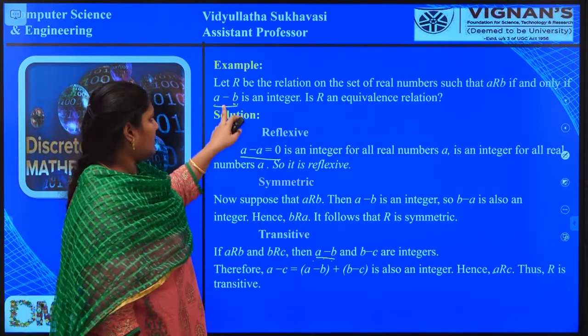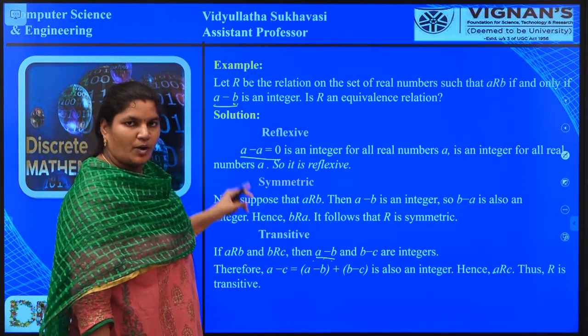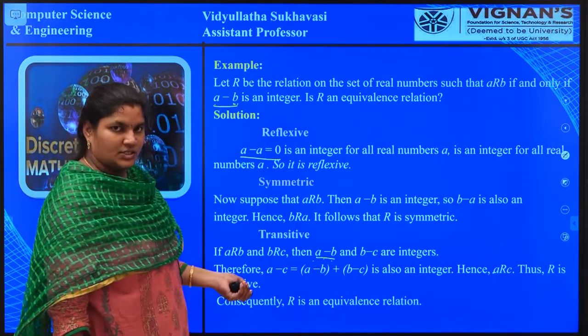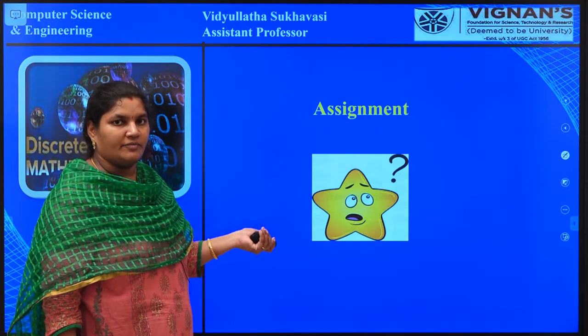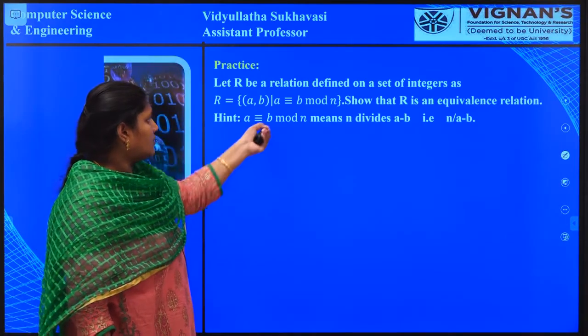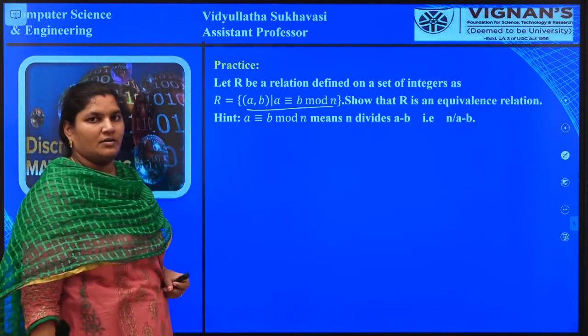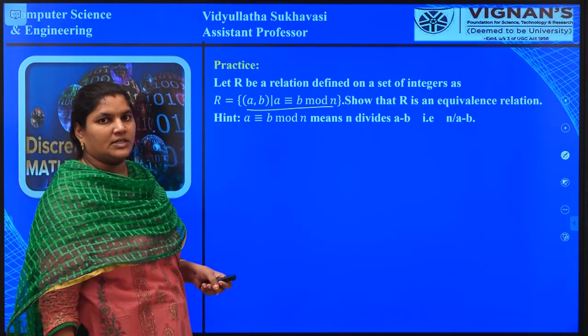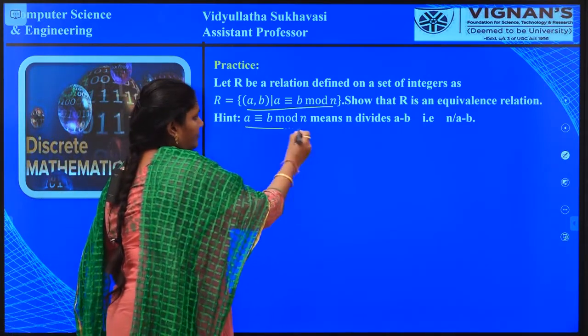So for the given relation a minus b, for integer values all these properties are satisfied. The given relation is an equivalence relation. So now it is time to take an assignment for equivalence relation. Apply the same procedure for this relation R. When you are proving this equivalence relation for this given relation R, follow this hint.